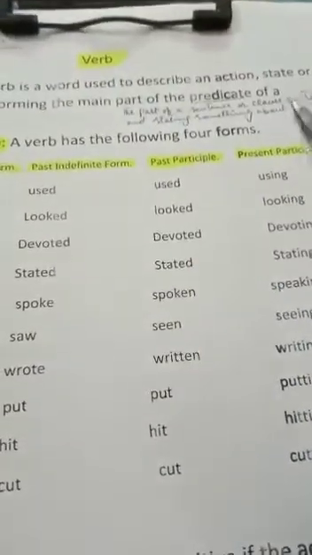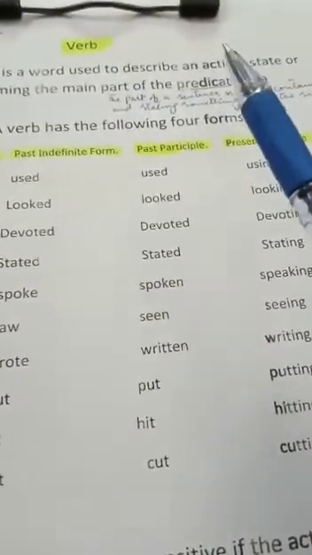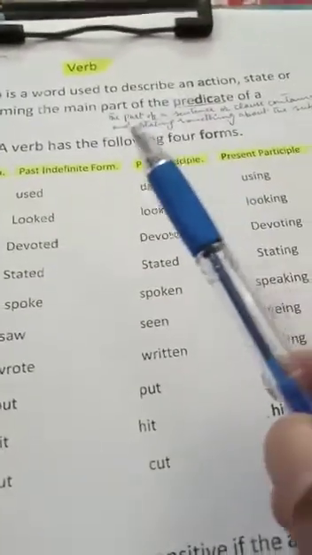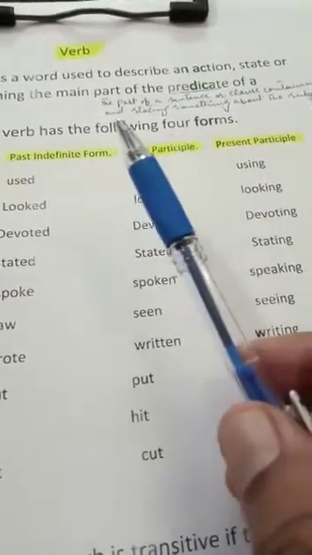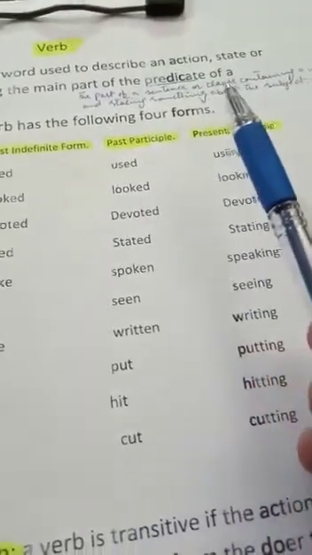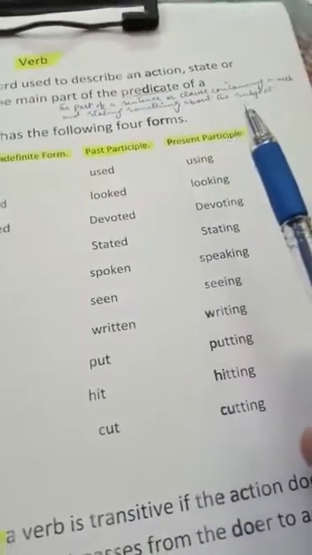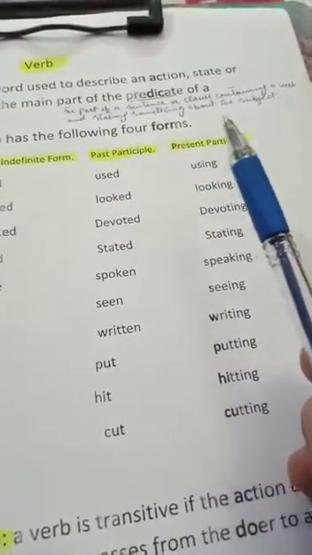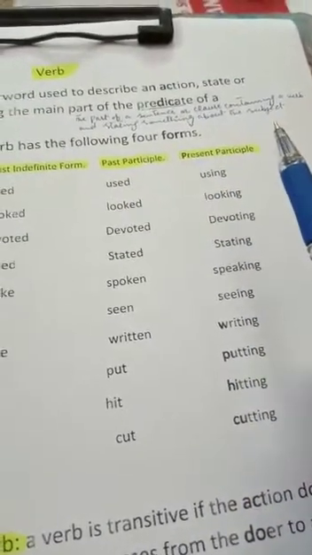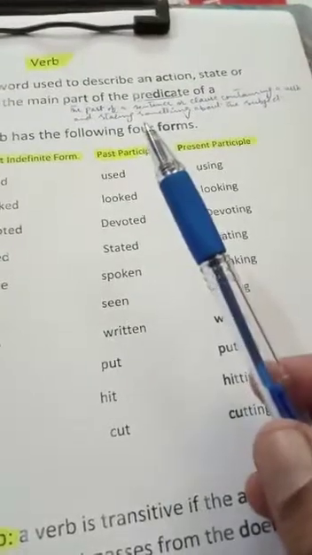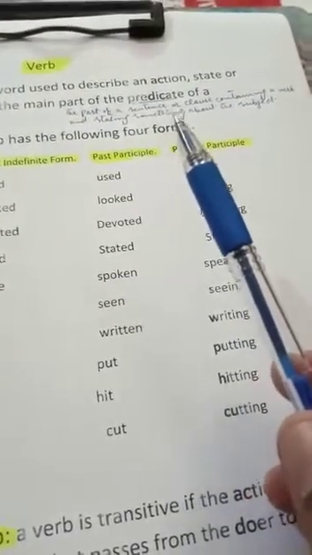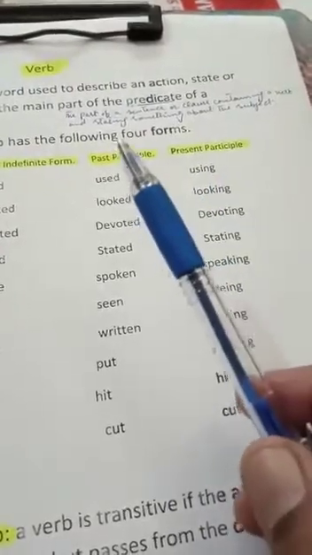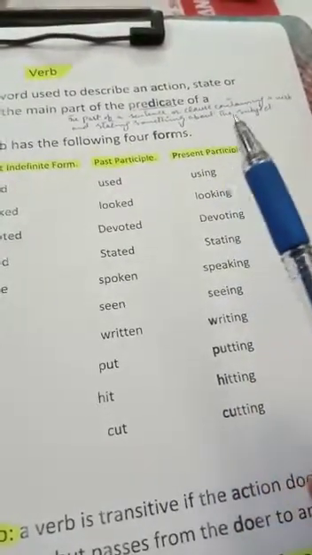If there is some confusion about predicate, let's describe it a bit to facilitate your understanding. Predicate is the part of a sentence or clause containing a verb and stating something about the subject. Well, predicate is the part of a sentence or clause. It contains a verb and it states something about the subject.